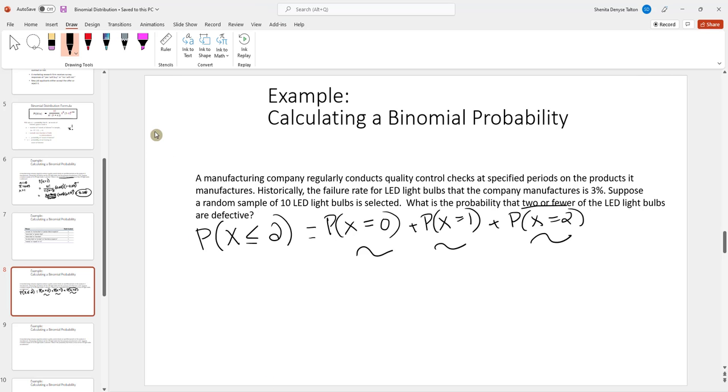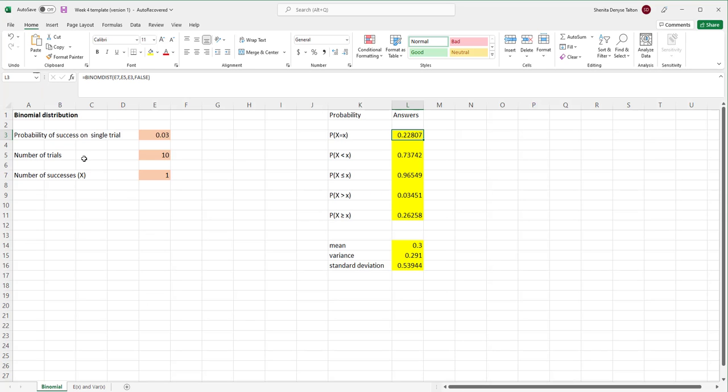I can also do it in my Excel file. We want 2. This time it's 2 here. Everything else stays the same, and as you can see, my numbers change here. I want the one that has less than or equal to x, and that will be this here. So that answer is 0.99724, which is what I just calculated in StatCrunch.